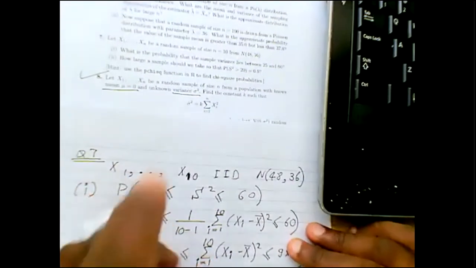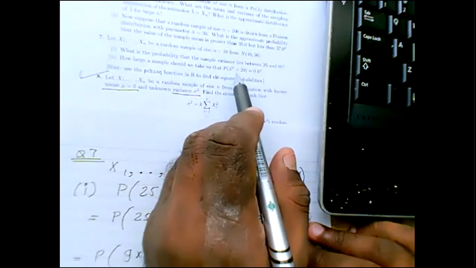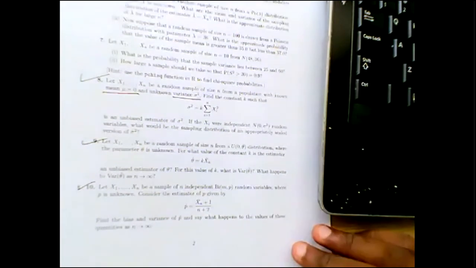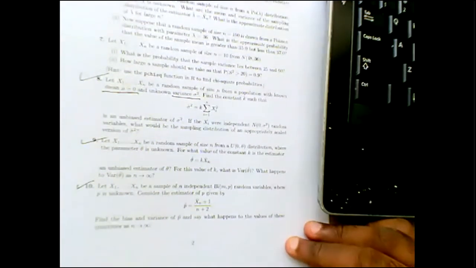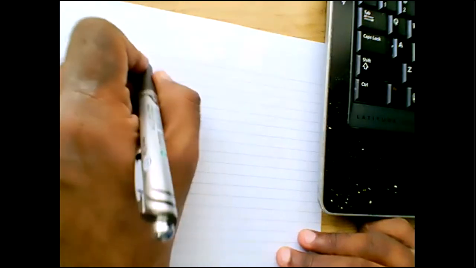So let me do part 2. Part 2 of question 7 is to find the sample size such that the probability that S squared is greater than 20 is 0.9. All right, now let me show you how to do this. I know I may run out of time, but let me show you. This is part 2, question 7, part 2.